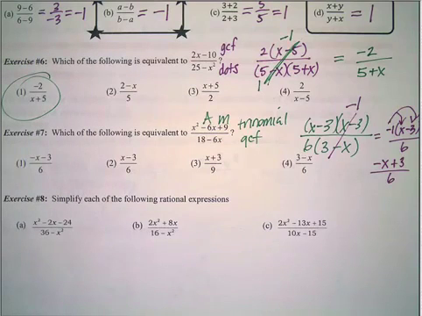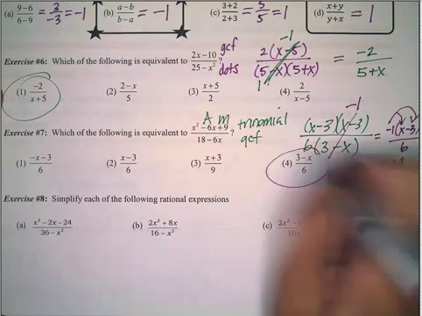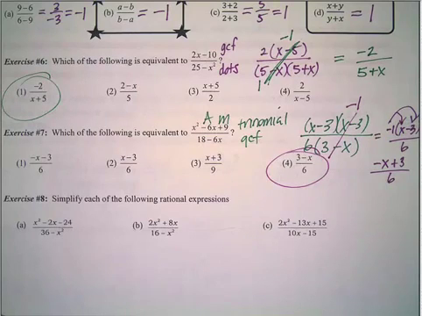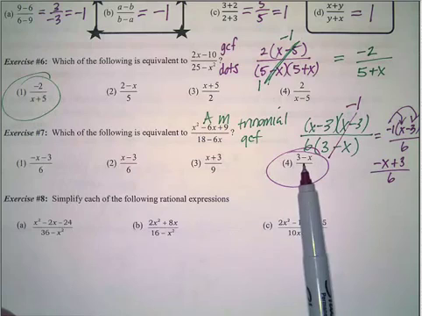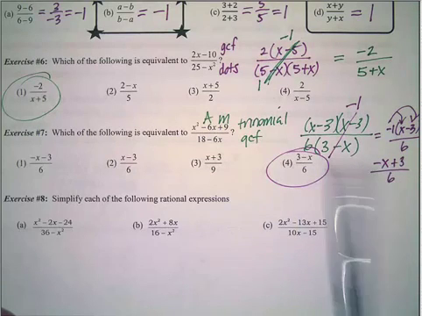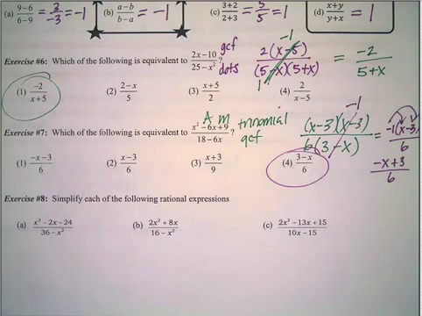In number 7, you should have gotten the answer of 4. And you can see my work. I came out with negative 1 times x minus 3 over 6. I distributed the negative 1 in. I got negative x plus 3. So I just reversed the order because it's addition. So a positive 3 and a negative x, and my answer is choice 4.